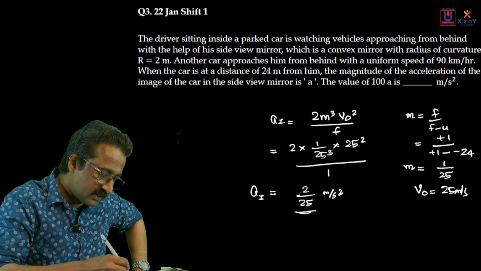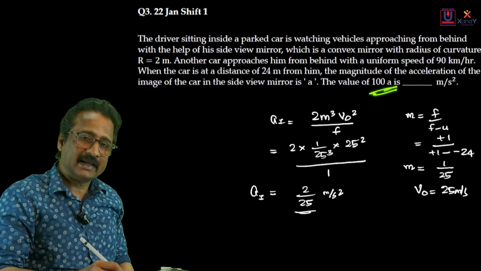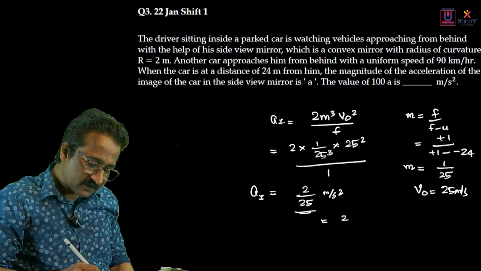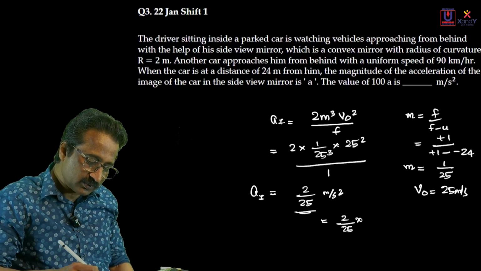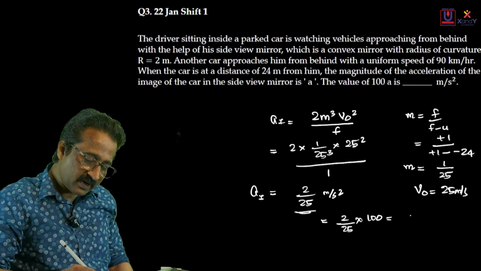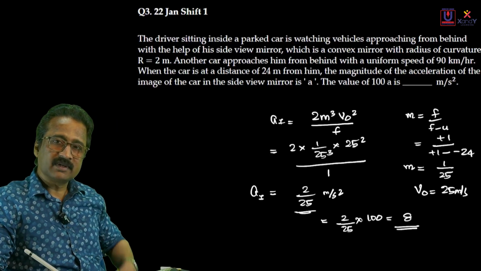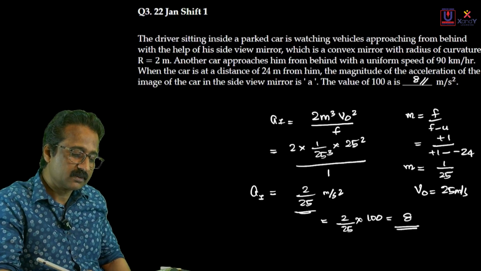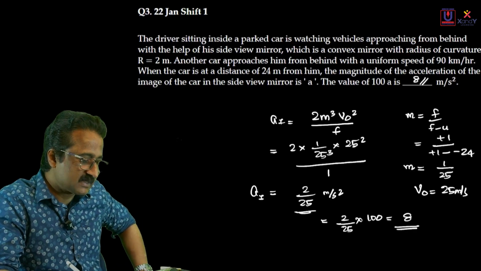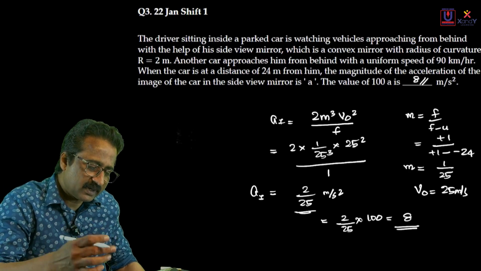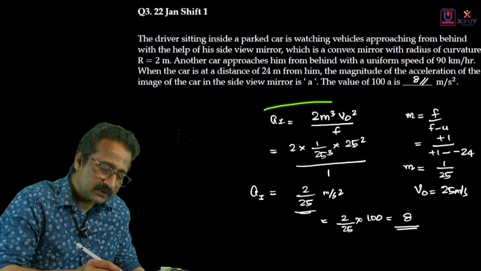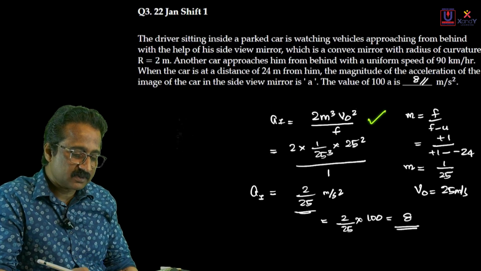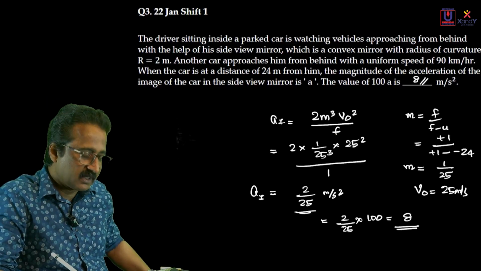Now let's come to the question. They ask you, what is the value of 100A? So you have to multiply that with 100 and finally put the numerical value of the answer. So 2 by 25, that into 100. So finally the value is going to be 8. So the numerical value of the answer is 8. Answer is 8 meter per second squared. That is question number 3. So I'll advise you this. If you can, I would ask you to get this equation by heart. Acceleration of image in the case of spherical mirror is given by this standard equation, which will be helpful in many other questions as well.